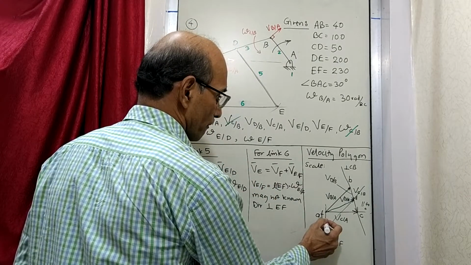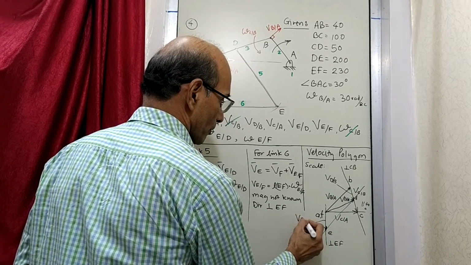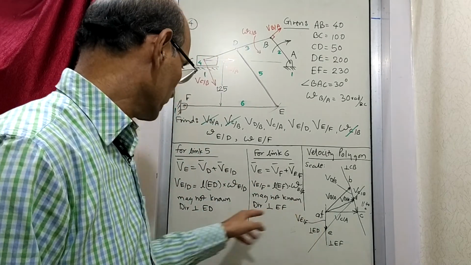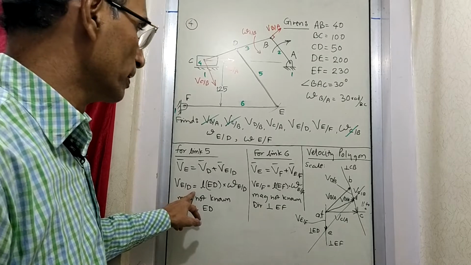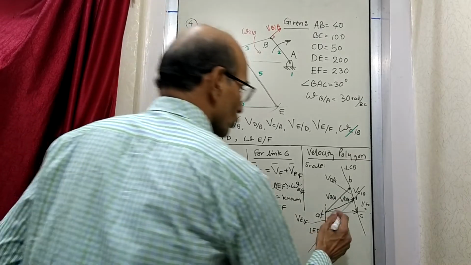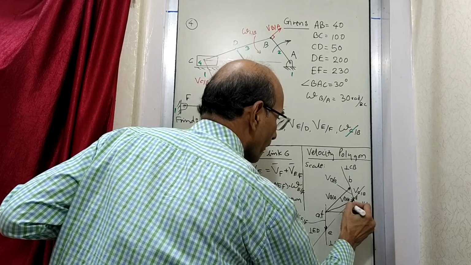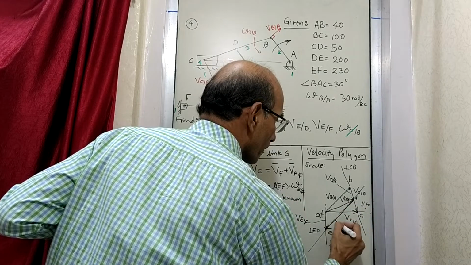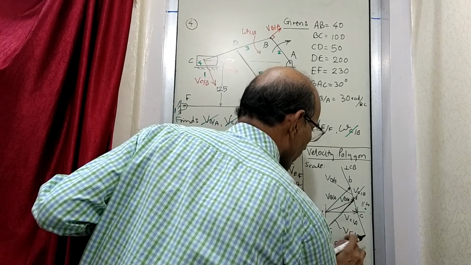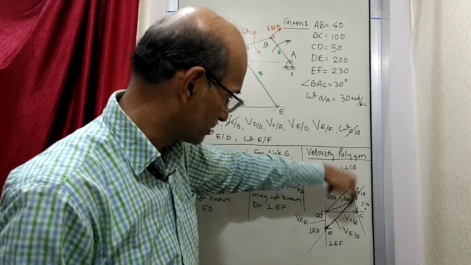So this is the vector velocity of E with respect to F. So this vector is here. Then velocity of E with respect to D vector: arrow at E, or the head at E, tail at D. So this is velocity of E with respect to D like this.